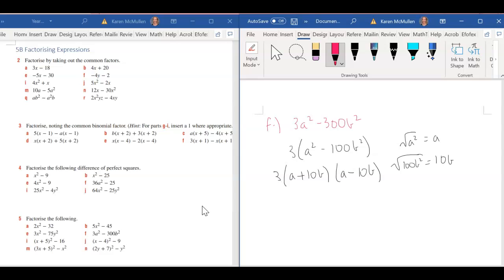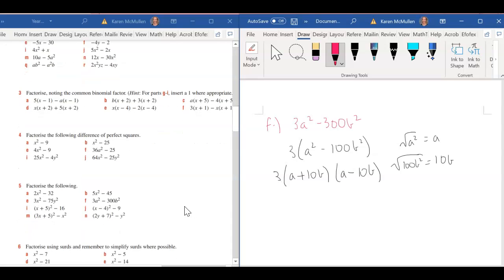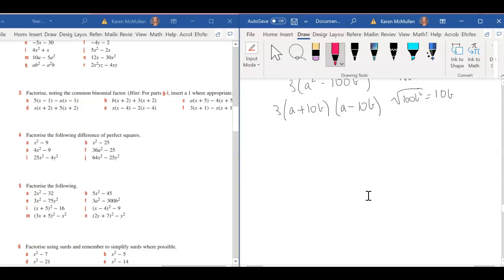All right, also in this one, let's do some with brackets because they are a little bit harder. Let's have a look at m. We've got (3x plus 5) squared minus x squared. Taking the square root of your first term, and your first term in this case just happens to be a bracket that's squared. So I should write a equals. Now, that square root sign cancels out with the squared sign.